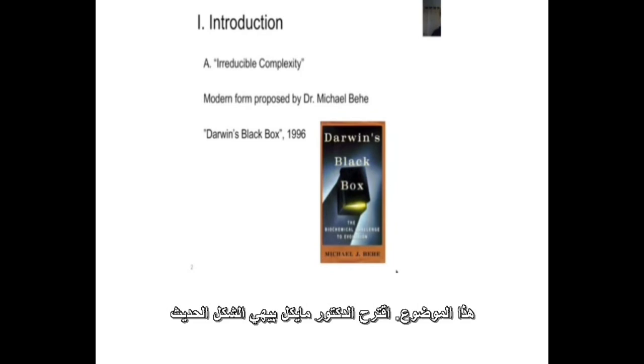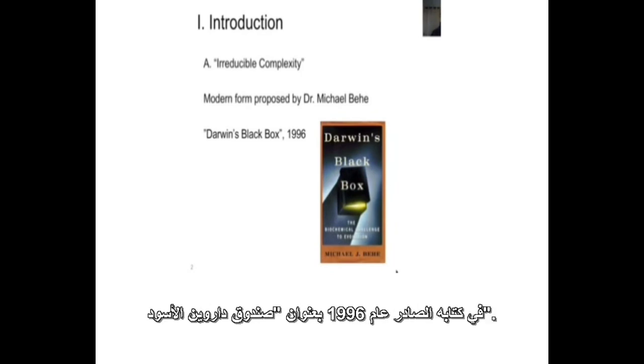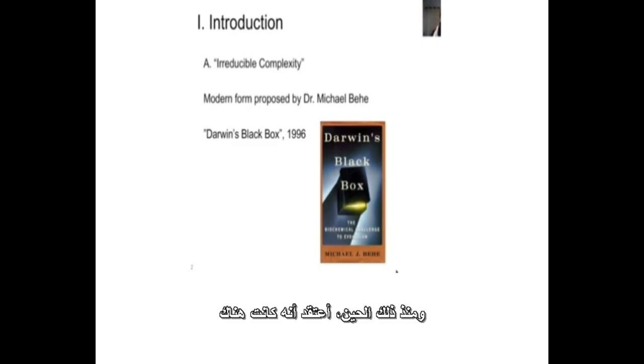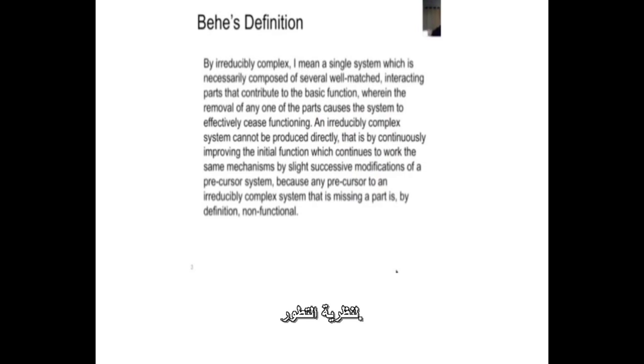The modern form of irreducible complexity was proposed by Dr. Michael Behe in his 1996 book, Darwin's Black Box. I think there was a 10-year anniversary edition of this, so there's an updated version, but this is the original cover for Darwin's Black Box. So let's look at how Behe defines irreducible complexity and why it is supposedly a challenge for evolutionary theory.